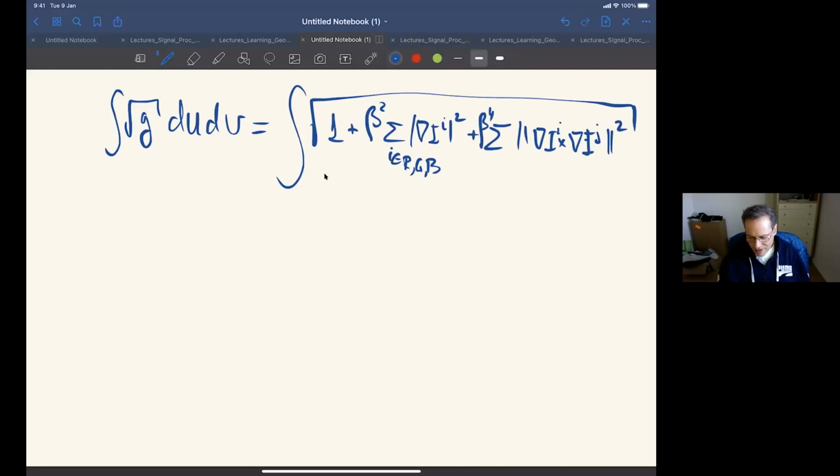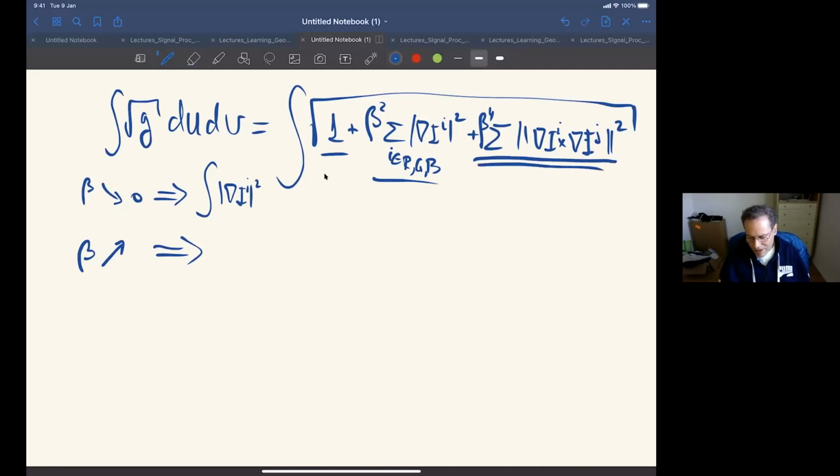Now let's zoom in and ask what happens when beta goes to 0. What happens is that I would again get the Dirichlet energy. I would get something that approaches minimization of each and every element squared. You can show it quite easily. When beta is relatively large, these two terms would be insignificant, and the first term that I would like to minimize is this one.